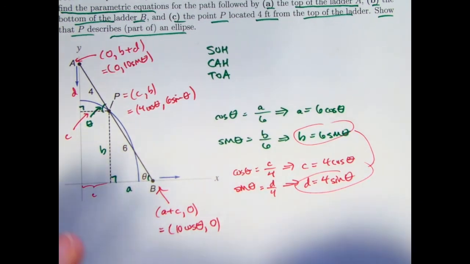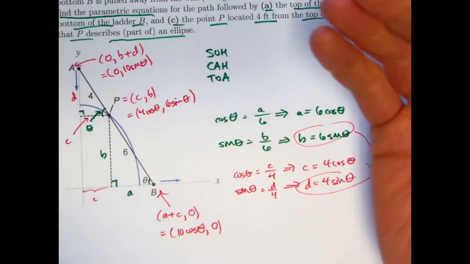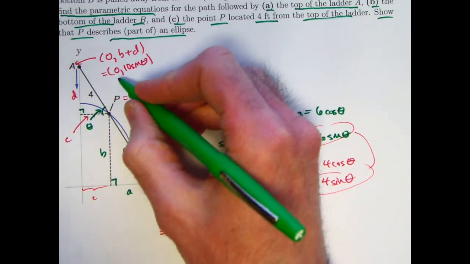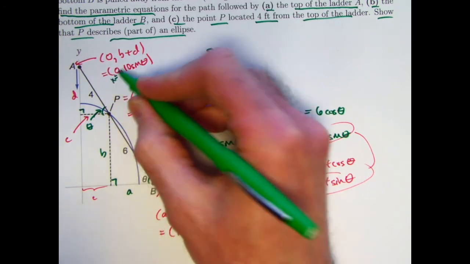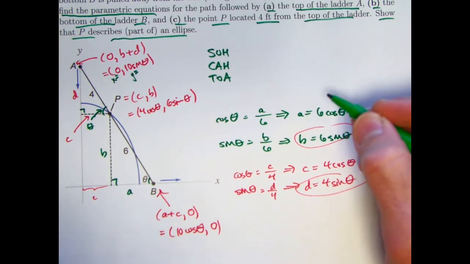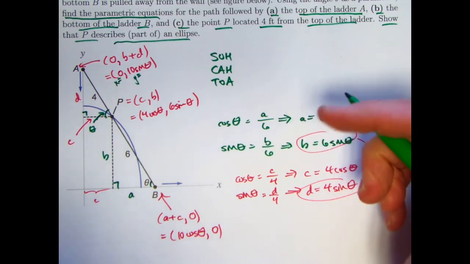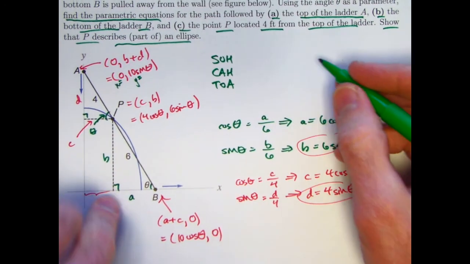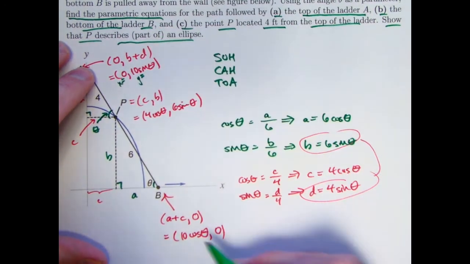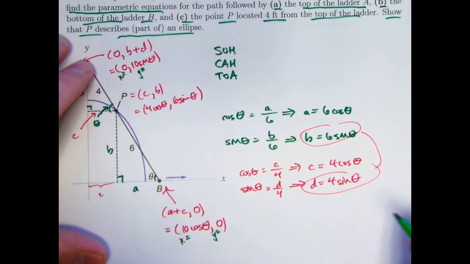So we really answered that question. Find the parametric equations. I could write these in terms of x and y as well. For A, I could say x equals 0, y equals 10 sine theta as the parametric equations for the coordinates at the point A. I could also write them as an ordered pair like this. For the point B, at the bottom there, I can think of this as x, and this is y.